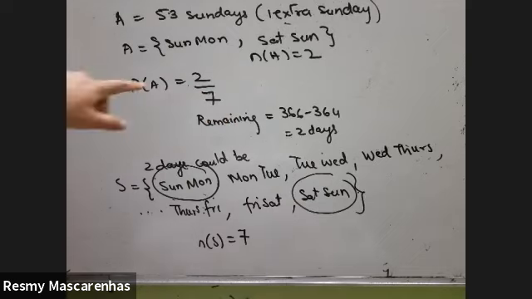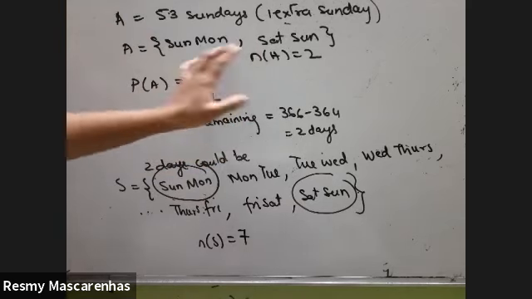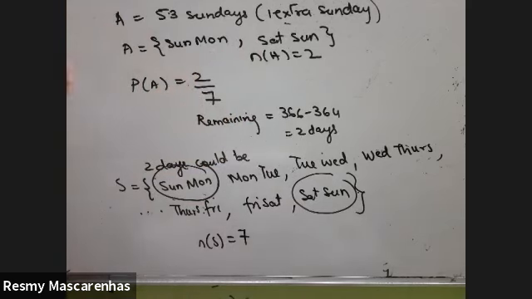This is a fixed answer. If you want to even learn it by heart, whatever you want to do, it will never change this answer. 53 Sundays, answer is 2 out of 7. Now if they had given Monday instead of Sunday, the same answer it would have been.